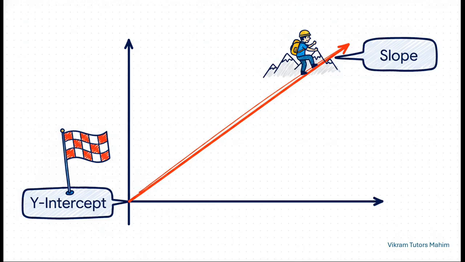The first is its slope. That's just a single number that tells you exactly how steep it is and whether it's going uphill or downhill. The second is its y-intercept. That one's even easier. It just tells you the line's starting point on that main vertical highway, the y-axis.